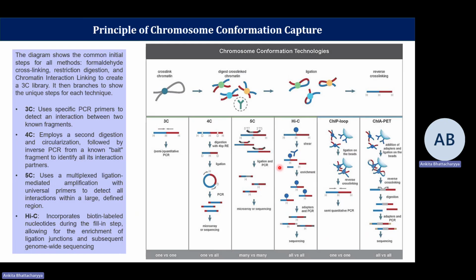Then, if you look at Hi-C, like I just mentioned, it incorporates these biotin labeled nucleotides during the filling in step, allowing for the enrichment of ligation junctions, and subsequent genome-wide sequencing is carried out. So this is Hi-C, as you can observe that after shearing, you have antibody binding, enriching for those fragments which have bound, and then you add the adapters and perform PCR or sequencing, and you'll get your results.